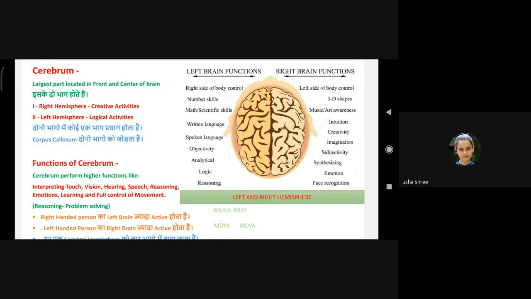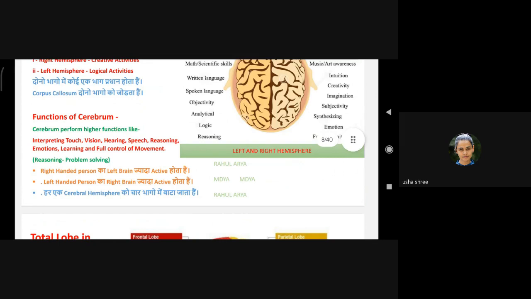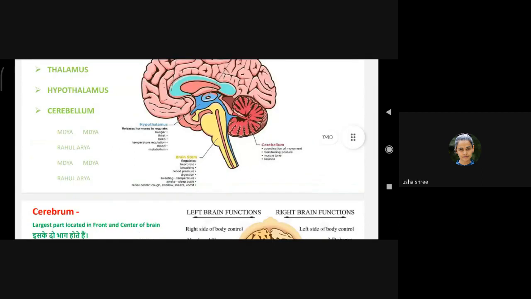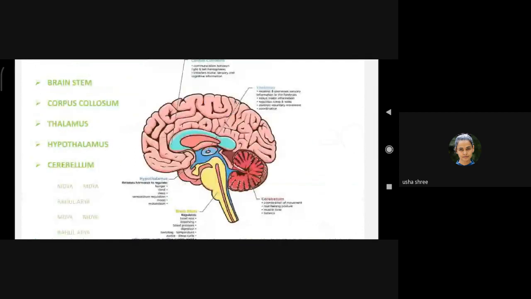Okay, so these two hemispheres are connected by corpus callosum. You can see in this picture, corpus callosum is depicted here in sea green color, just below the cerebrum. So this corpus callosum connects both hemispheres of cerebrum.